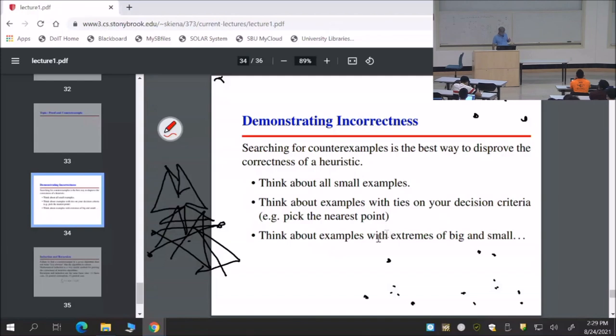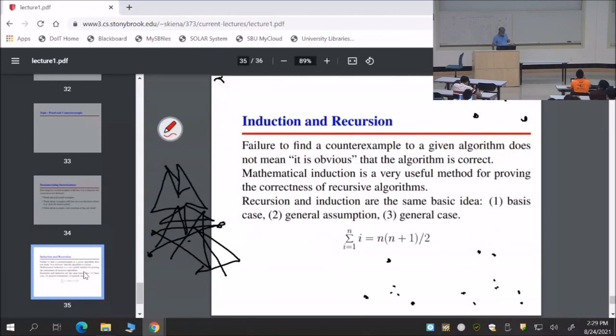Okay, one last slide that I'm going to cover today is just because you can't find a counterexample does not mean an algorithm is correct. If you have an algorithm you're proposing, you think hard about why it's wrong, and you can't find why it's wrong, that does not mean it's correct. If it's not correct, then you've got to give a proof that it's correct. And how do you prove things are correct?